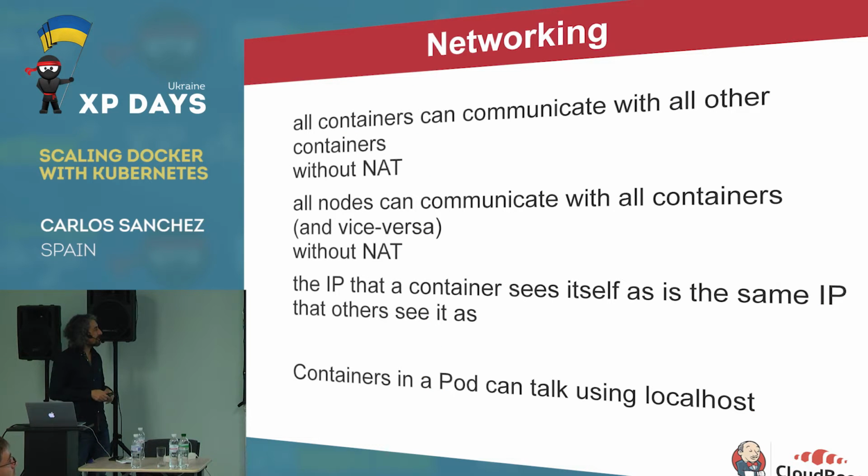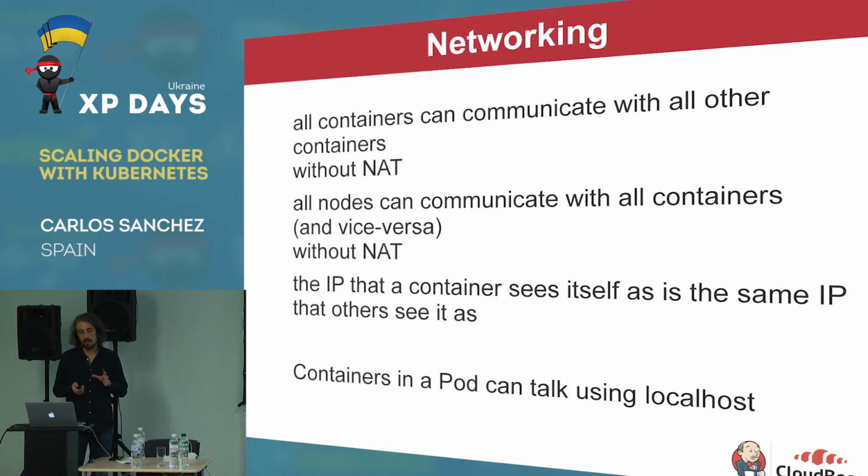Now networking is a bit complicated in Kubernetes, because it uses virtual networking. So all containers can communicate with all other containers, because each pod is going to have its own IP. And all nodes can communicate with containers and vice versa. And the container always sees the same IP. And as I mentioned before, pods can talk using localhost.